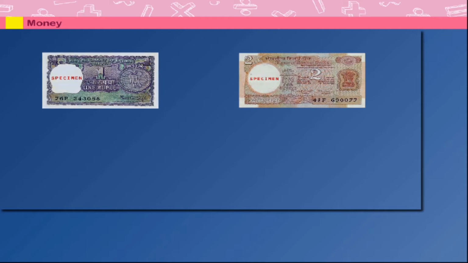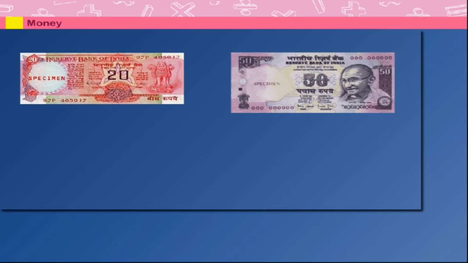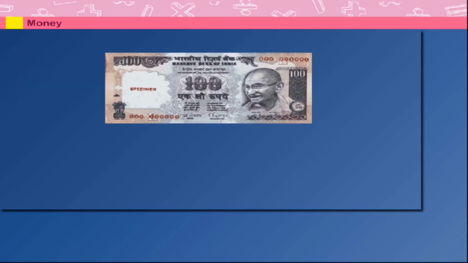Money. Look at the 1 rupee note and a 2 rupees note. Here is a 5 rupees note and a 10 rupee note. This is a 20 rupees note and a 50 rupees note. This is a 100 rupees note.